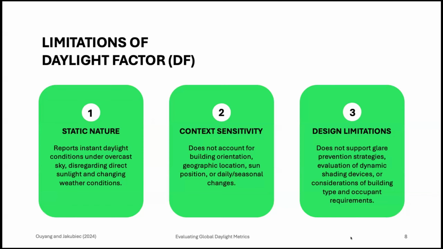However, despite the wide use of DF, it has significant limitations. It only considers static conditions under overcast skies and ignores direct sunlight, building orientation, and changing weather conditions. This lack of context sensitivity can lead to incomplete or misleading daylight assessments.